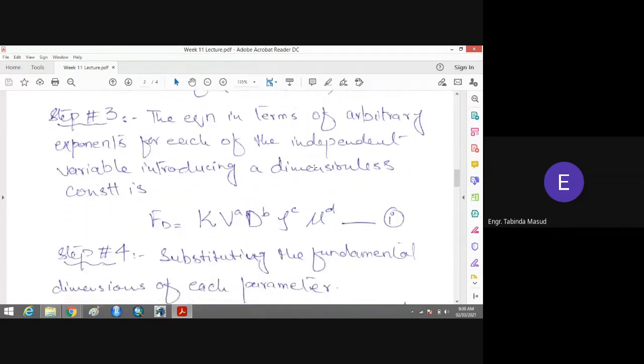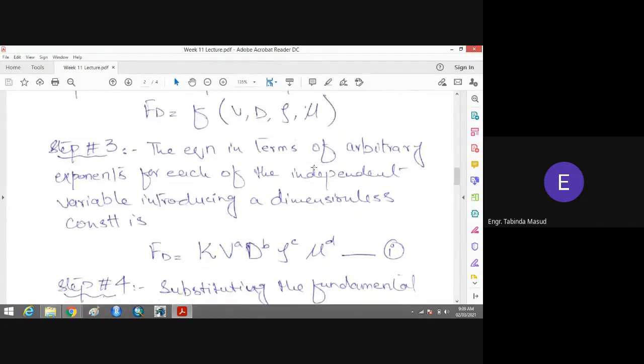In the third step, you are going to introduce a dimensionless constant, say K. Okay, this is a dimensionless constant. I have denoted it by K. It has no dimension. So you have to introduce a dimensionless constant, and you have to introduce the exponents on each of the independent parameters: a, b, c, and d. Okay, so I have introduced these here for all of the independent parameters, and so I have got equation number 1.